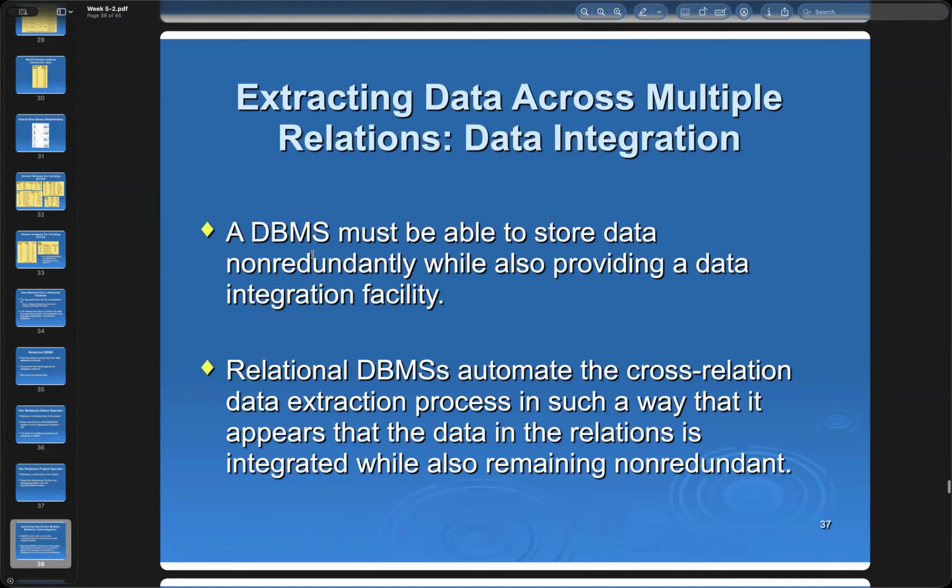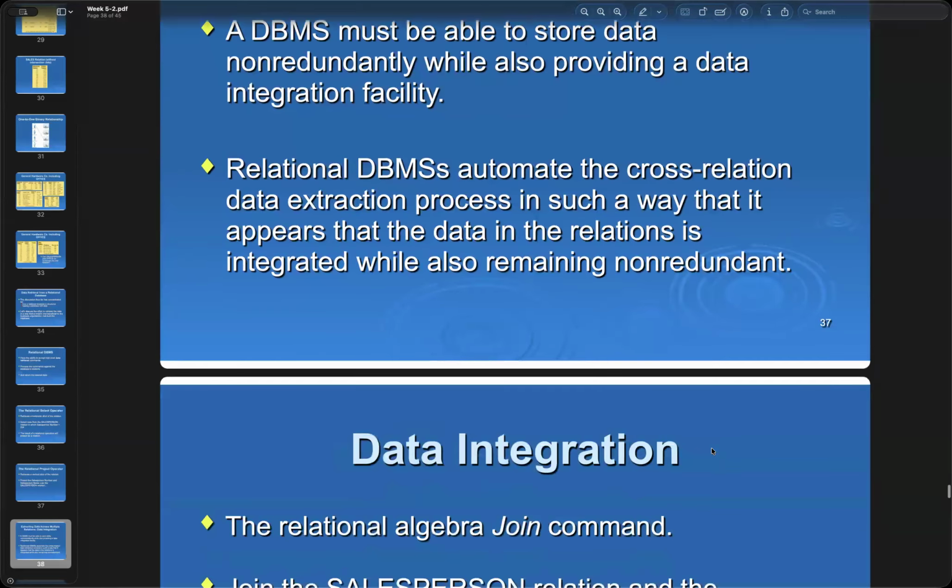So a database management system must be able to store data non-redundantly while providing a data integration facility. A relational DBMS automates the cross-relation data extraction process. So it appears that the data in the relations is integrated, right, while also remaining non-redundant. Remember, we also decided on non-redundant.